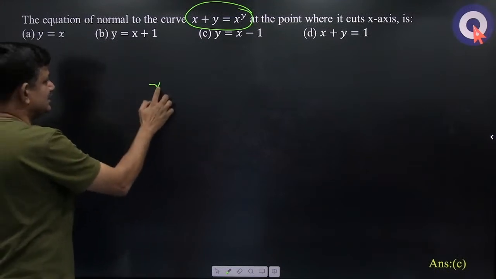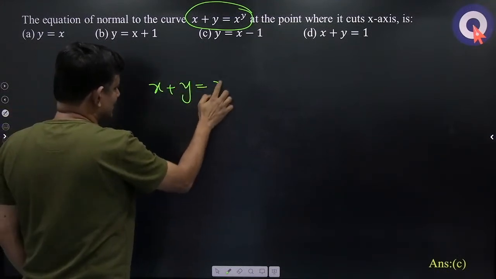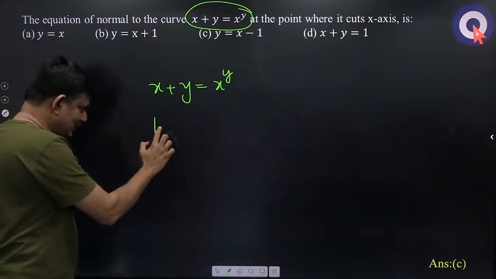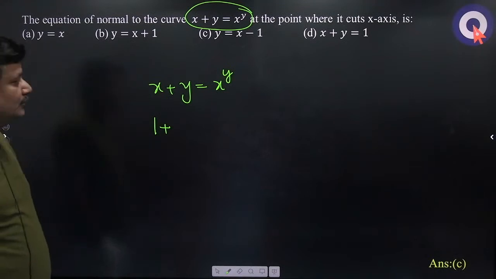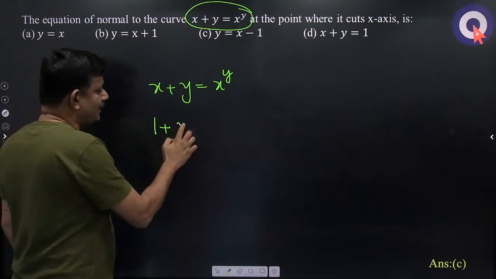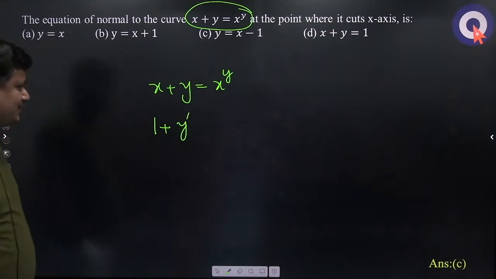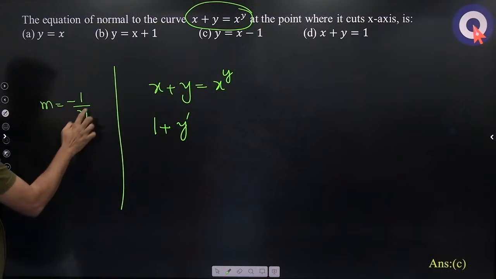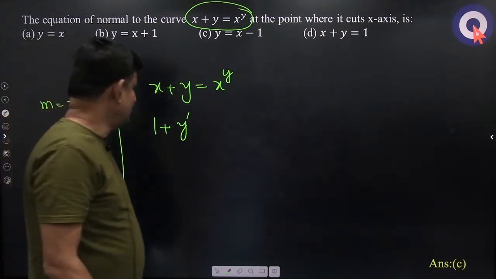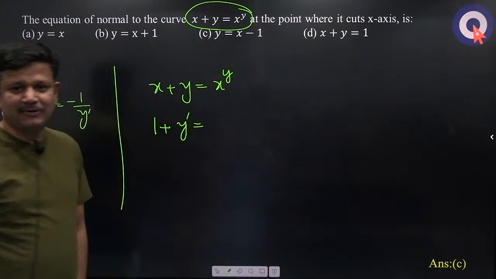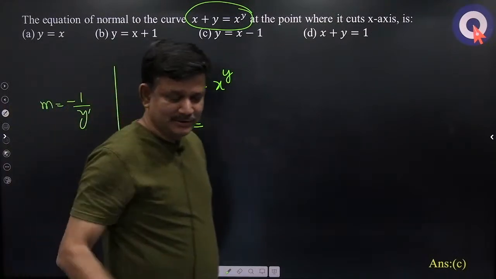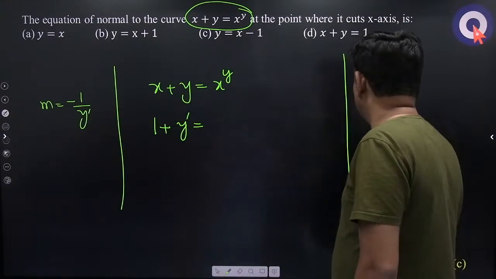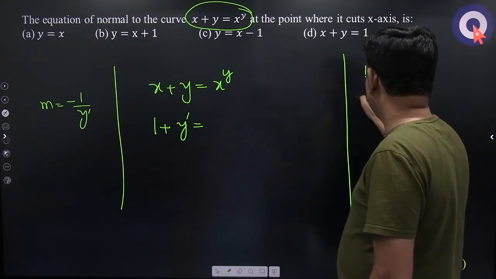So I will differentiate the equation with respect to x. When I am differentiating this with respect to x, the derivative of y will be y dash. What I want is the slope of the normal, which is minus dx by dy. Now in order to differentiate x over y, x is also a function, y is also a function.